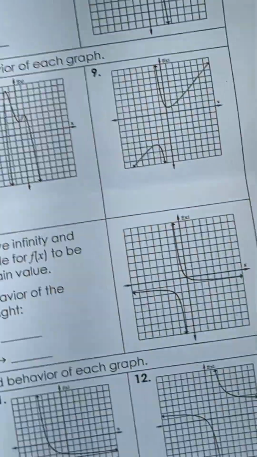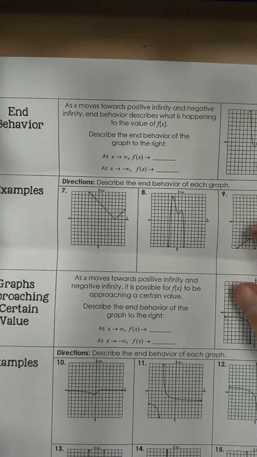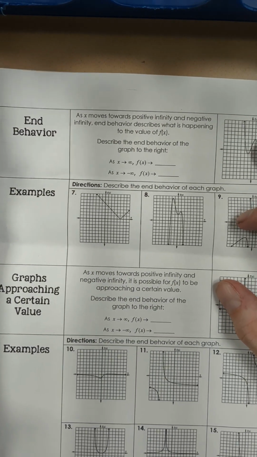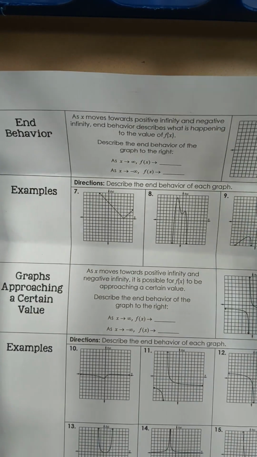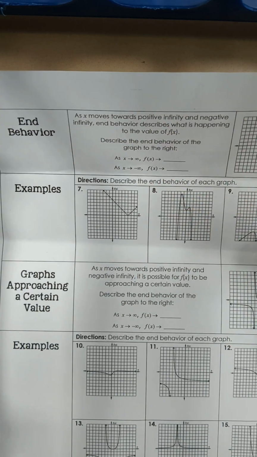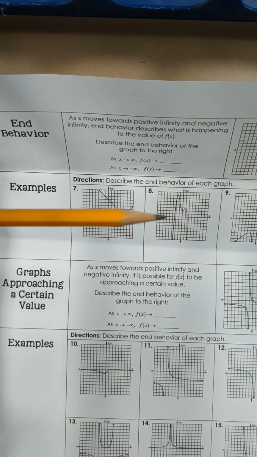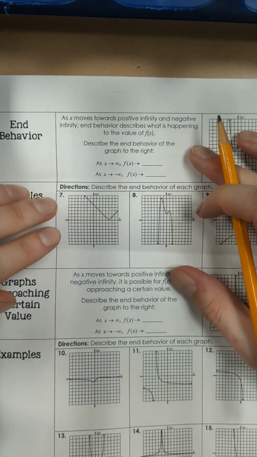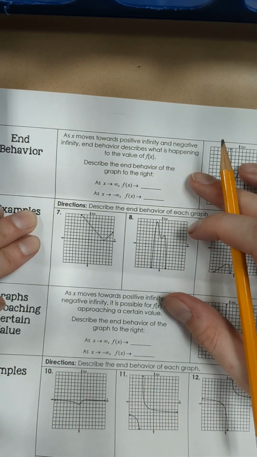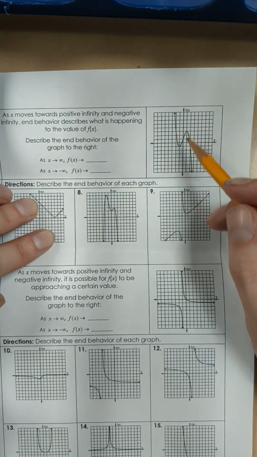Other side, end behavior. So we're talking about how functions behave at their ends. So infinitely to the left and infinitely to the right. So as x moves towards positive and negative infinity, what happens to the graph? We can look at this one.